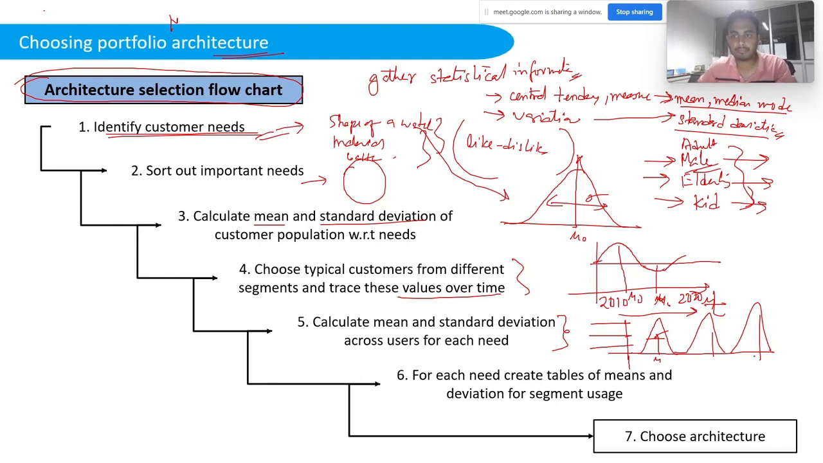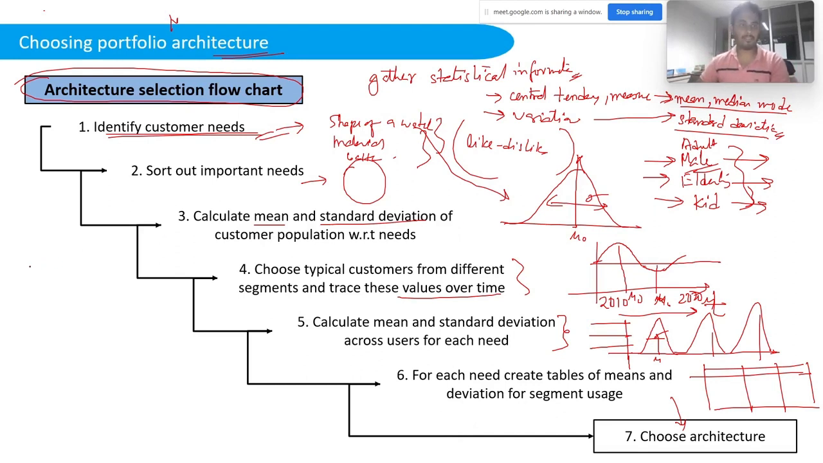Then you create a table, and I'll explain these things in detail, and then you choose the architecture. So this is basically a pipeline. It is already given in your slides from the week 8 lecture videos. You can follow that. What we are gathering here is three pieces of information.